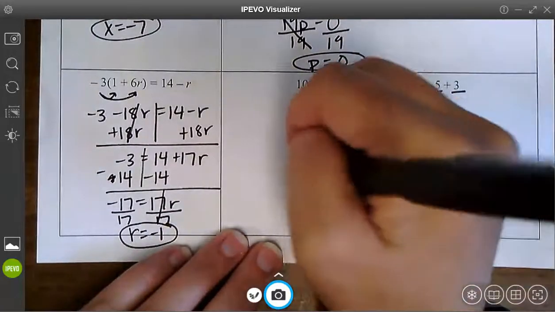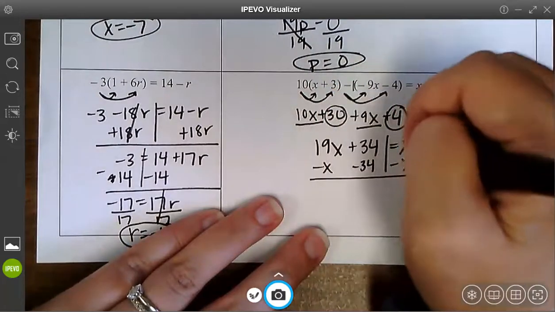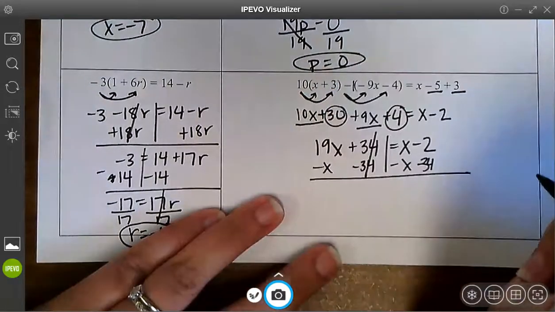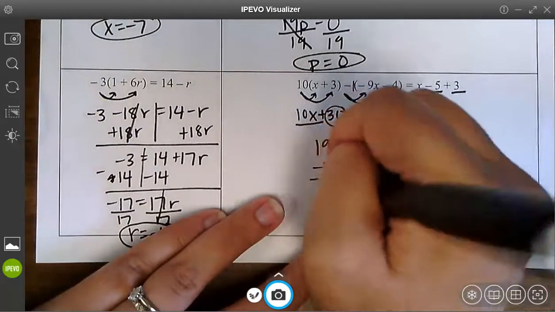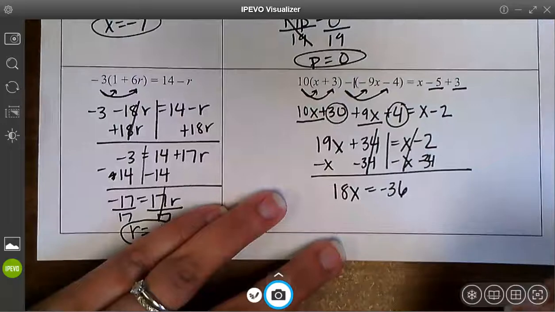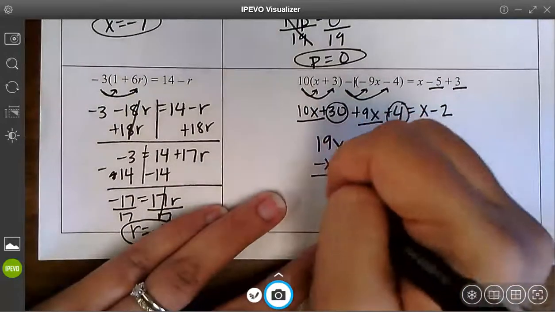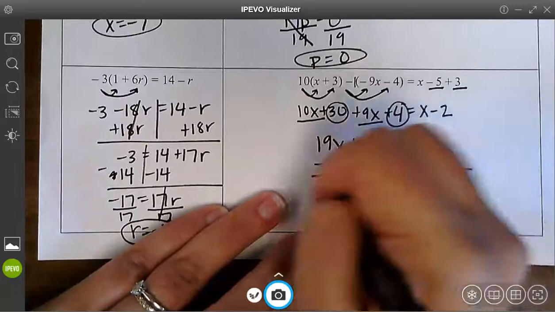Subtract x from both sides. And subtract 34 from both sides. 19x minus x is 18x. Negative 2 minus 34 is negative 36. Divide both sides by 18, and you get x equals negative 2.